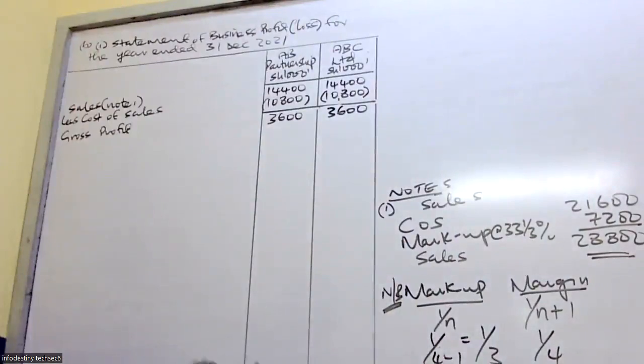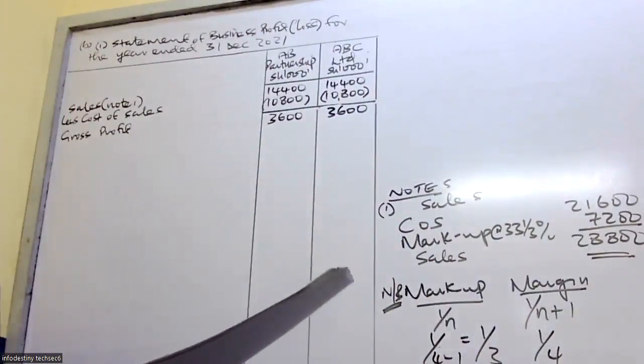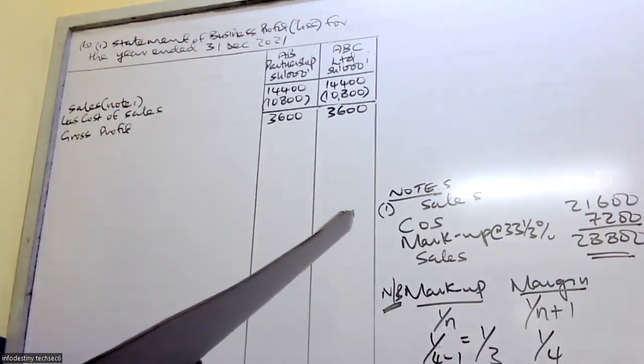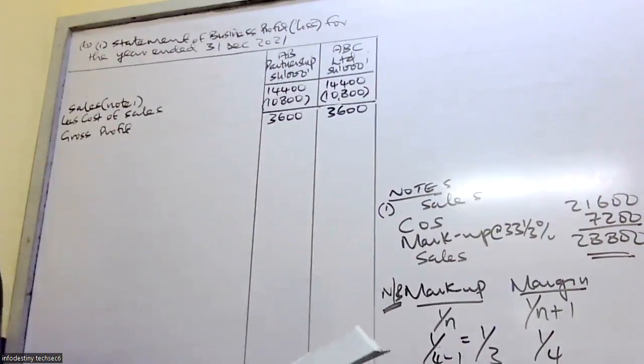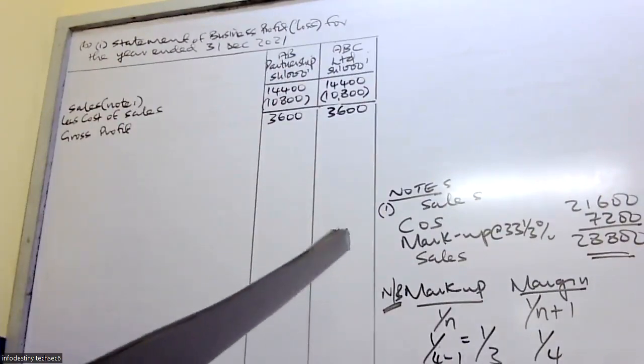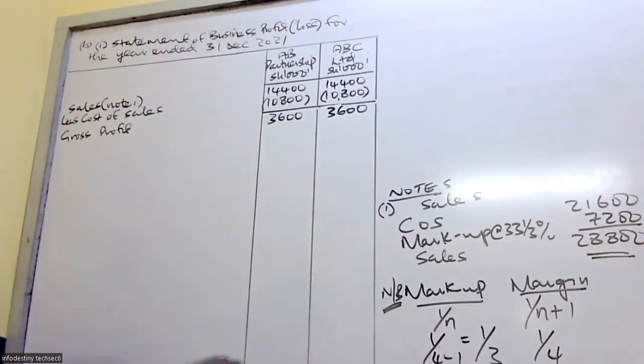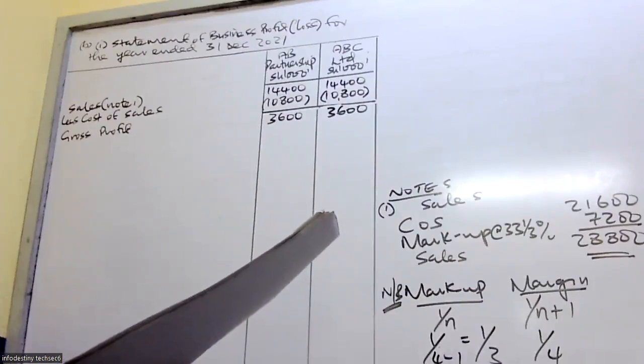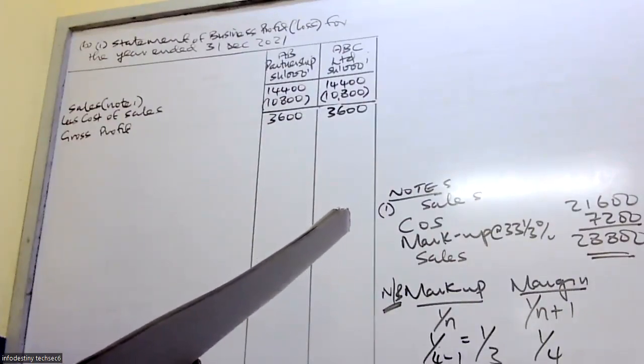And when you reach gross profit, you look for any trading income, like discounts, which you can add to the gross profit: discounts received or realized, foreign exchange gain, or insurance compensation for stock. Now, this question does not have any of those things. So simply lessen expenses.